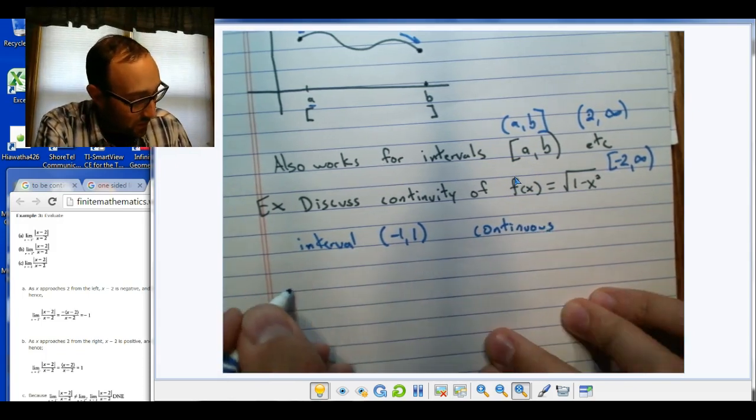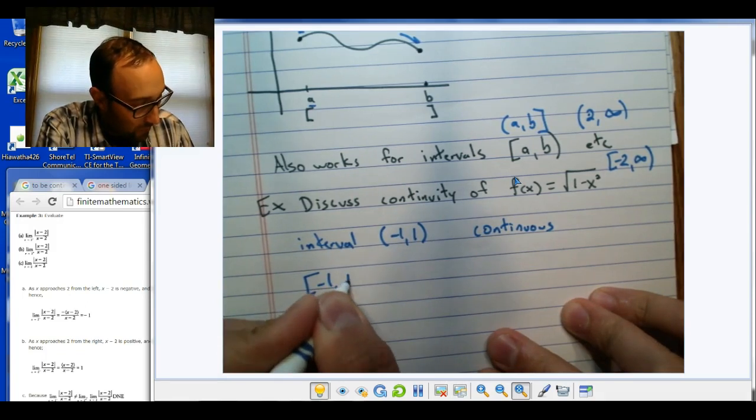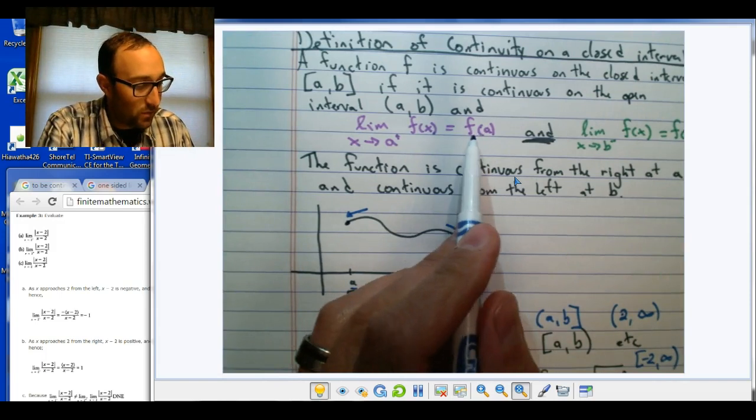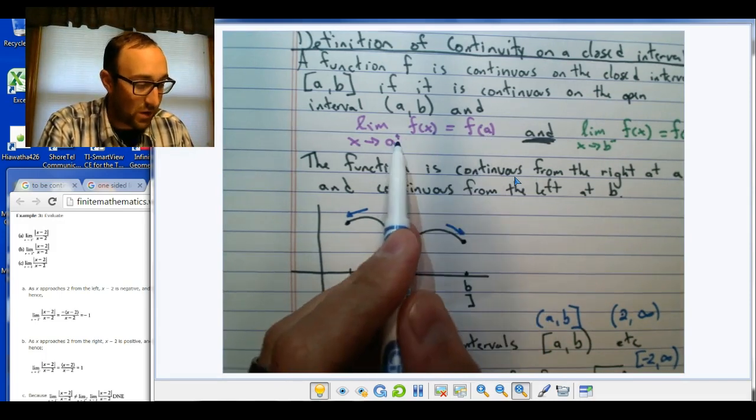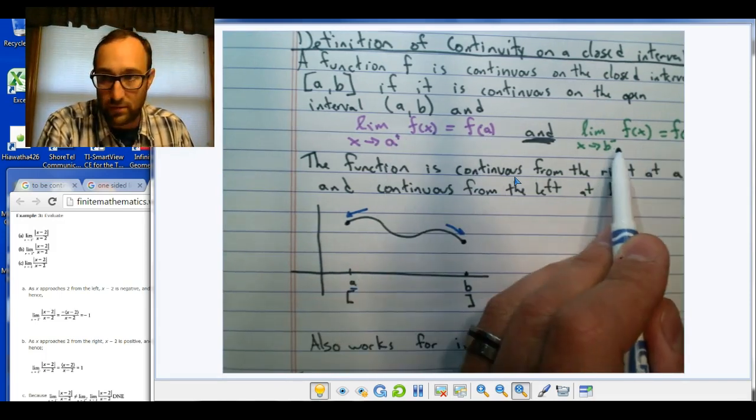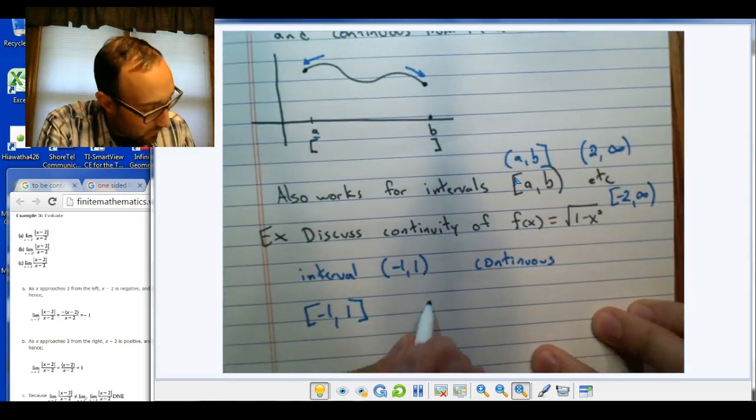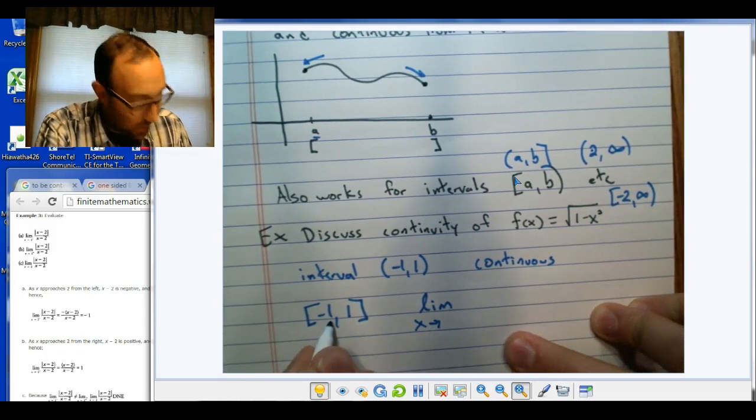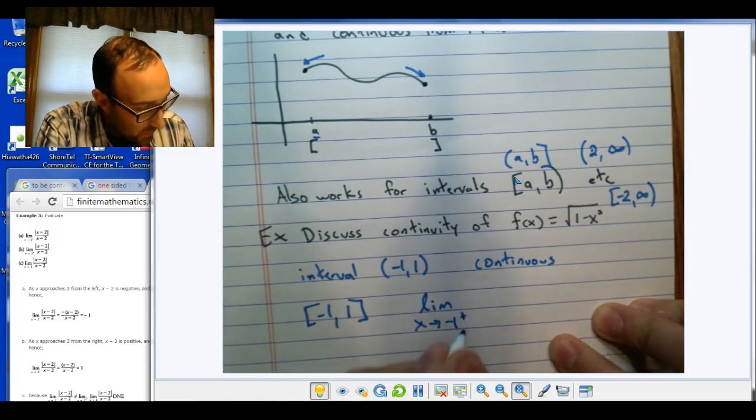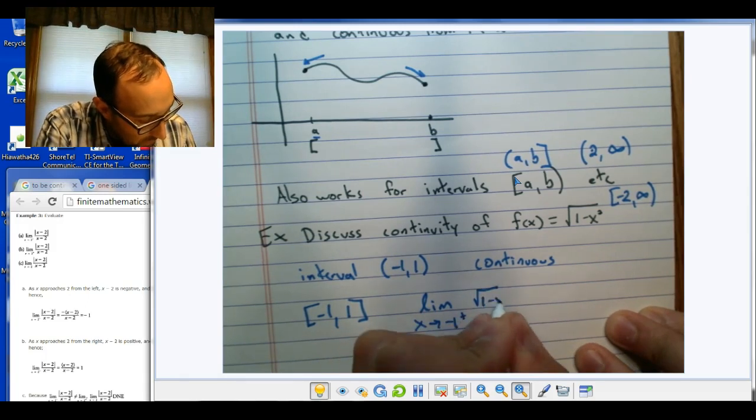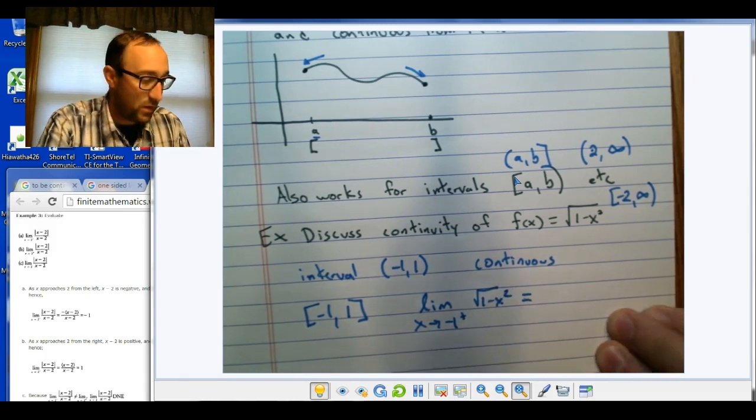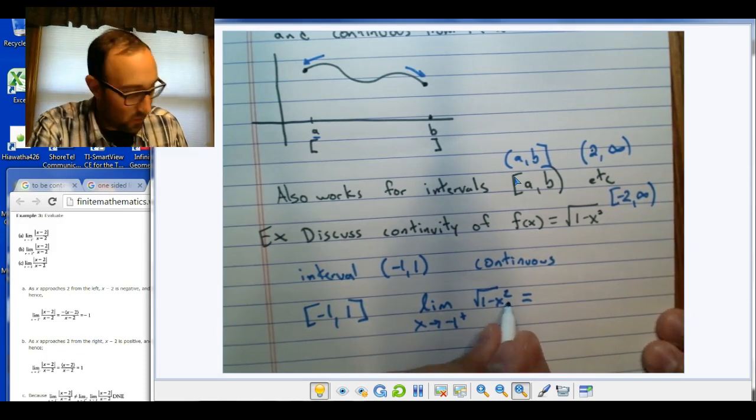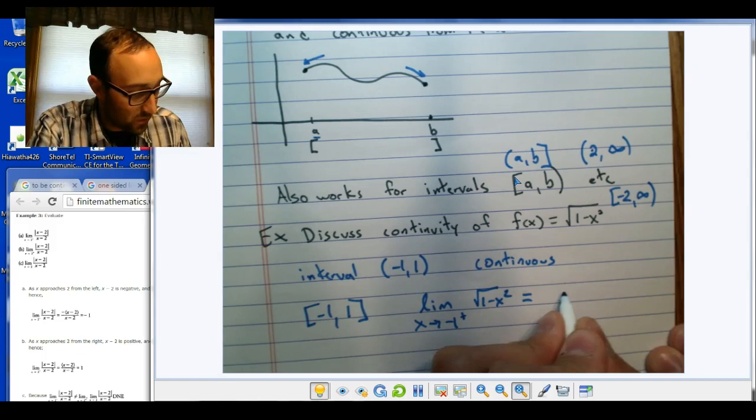Okay, so now let's try the interval when it's closed, -1 to +1, and see if it's still continuous, which means we have to check as I go to the A, the smaller value, from the right, and B, the larger value, from the left, does it still hold? So I want to know, is the limit as x approaches the smaller value, -1, from the right side of the square root of 1 minus x squared, do I get an answer? And that would just be substitution. 1 minus -1 squared. -1 squared is +1. 1 minus 1 is 0. Square root of 0 is going to be 0.